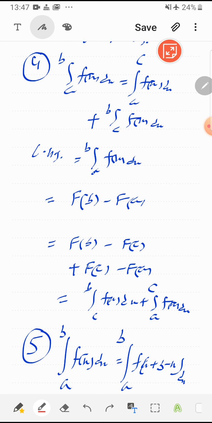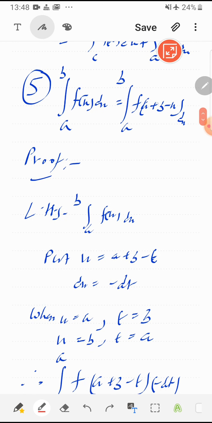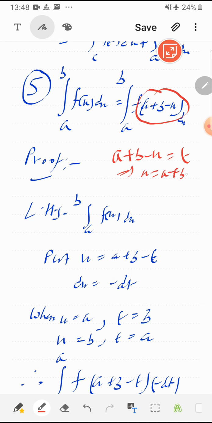Now the next three properties are very important, so let us start one by one. The fifth property is integral a to b f of x dx is equal to integral a to b f of a plus b minus x dx. To remember how to start this, always look at the right hand side. In rough work, think that you have to put a plus b minus x is equal to t. Actually we are not going to substitute this because we are starting from the left hand side, but this is for our memory, because from here x is a plus b minus t. That means I will start from the left hand side and put x as a plus b minus t.